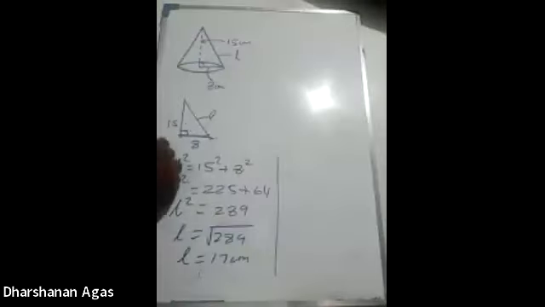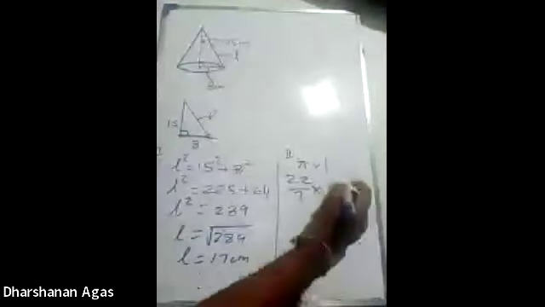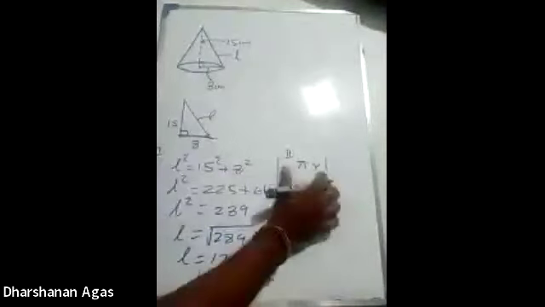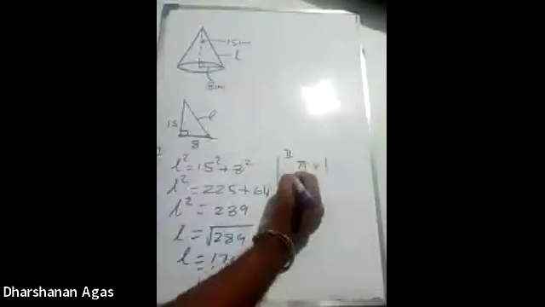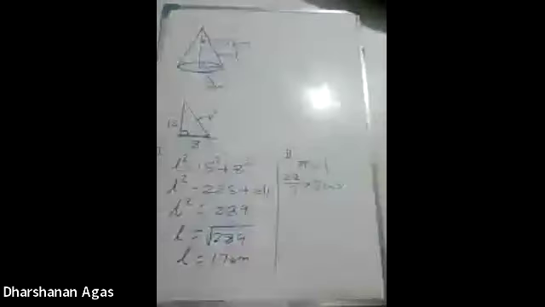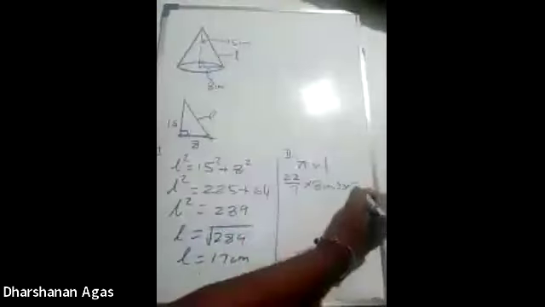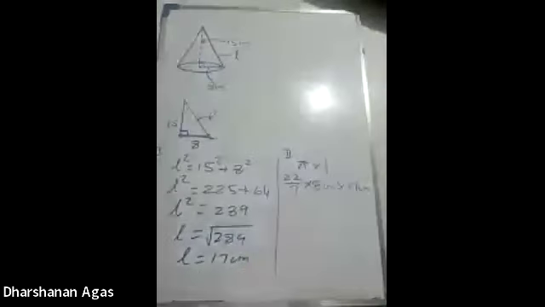Curved surface is pi r L. Second question, pi r L, that is 22/7, radius 8 centimeter, and the slant height only we are taking, not 15, 17 students. So here you can't divide the 8 or 17 by 7. So multiply 22 into 8 into 17. Multiply and tell the answer for me.